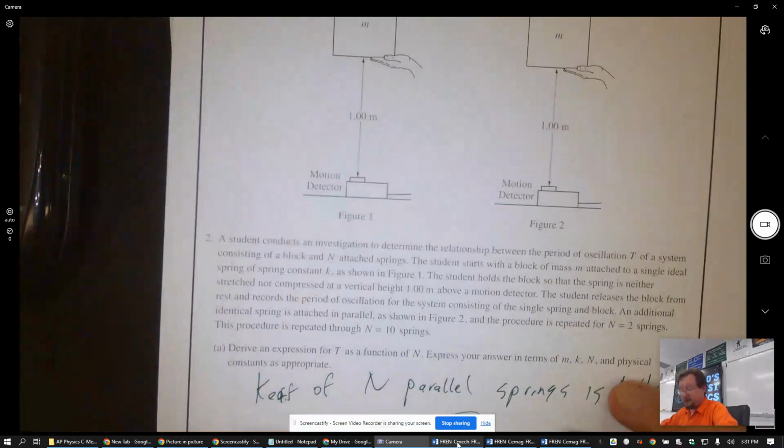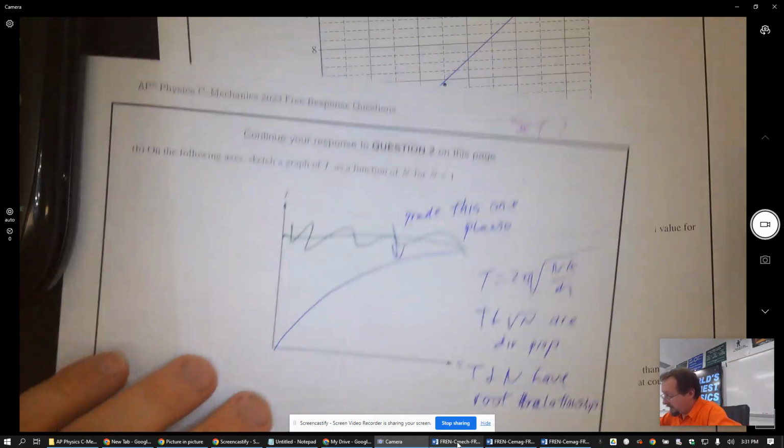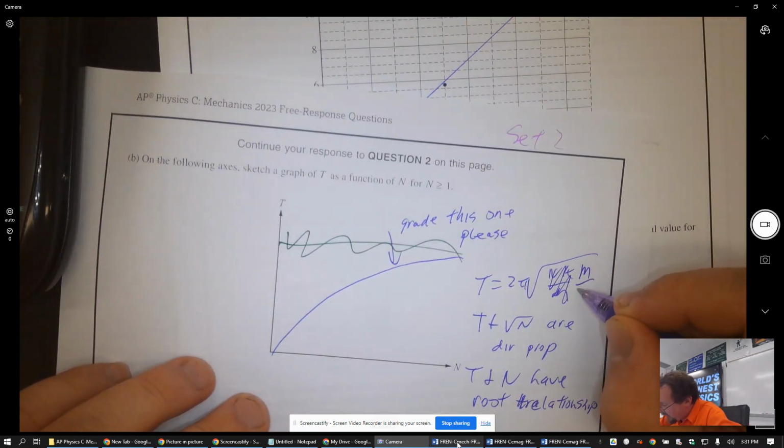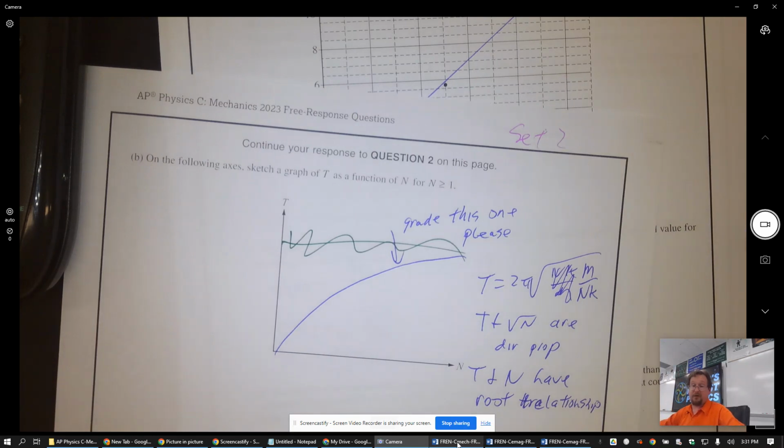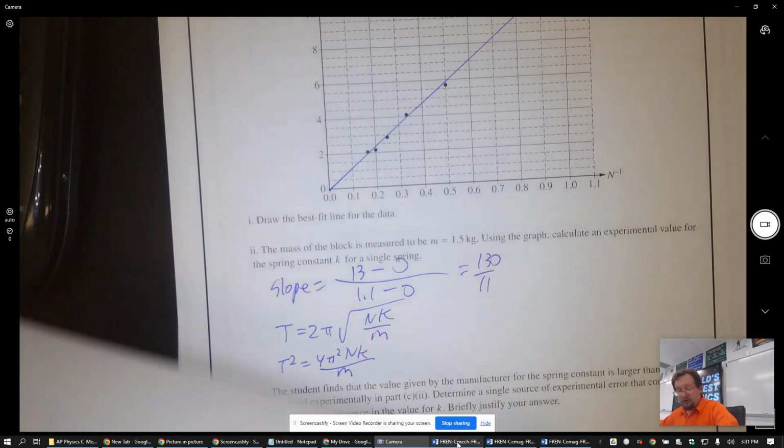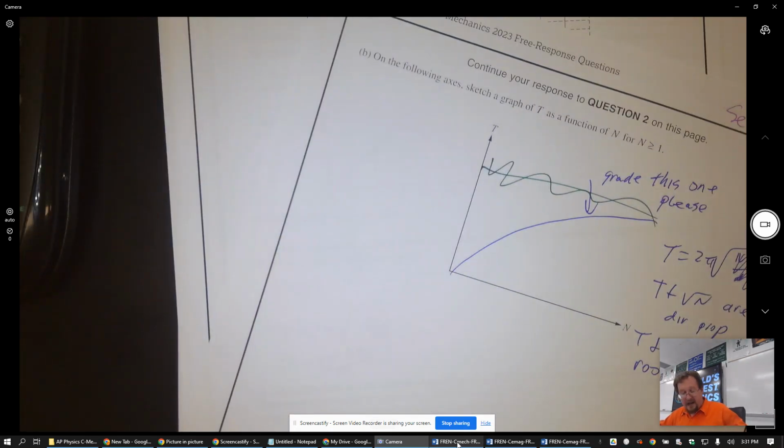All right, this is a good time to figure out that that's a problem. I meant to say it's M over N times K. I'm not using a formula chart here, folks. Yeah, it's T equals radical M over K, not K over M.